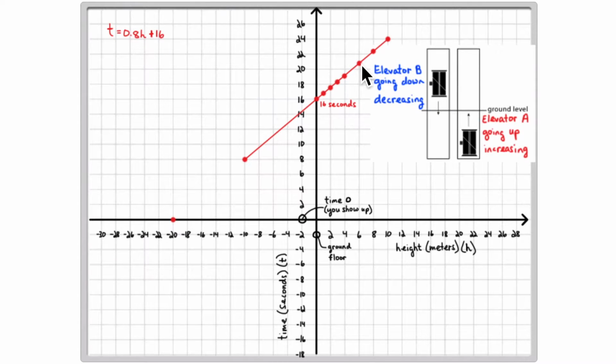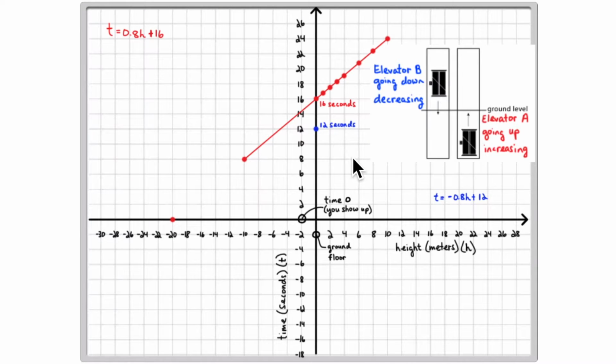Now you could get away with graphing this just by graphing 3 points. This point here at 16 seconds for the y-intercept, and then go out here to 10 meters. 10 times 0.8 is 8, and 8 plus 16 is 24. So this point is right on the grid, so that makes it easy to graph. And at negative 10 meters, negative 10 times 0.8 is negative 8, plus 16 is 8. So you go out here to negative 10 meters, and that's going to be at 8 seconds. Then you just connect those 3 points. You really only need the 3 points to draw the line.